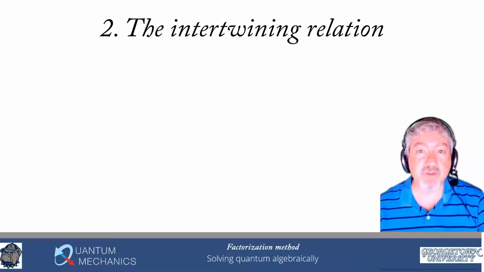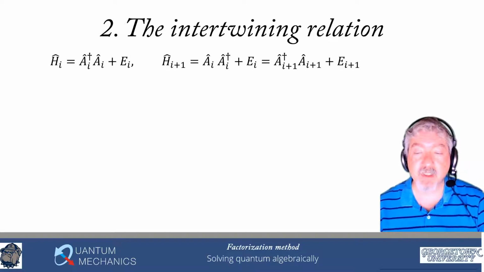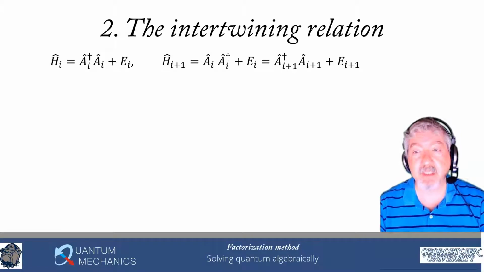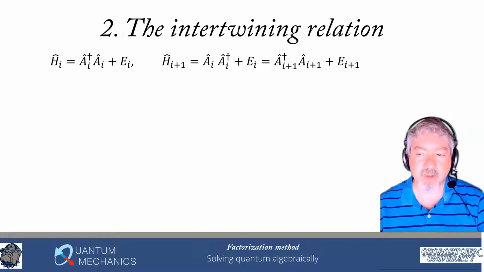The first thing we're going to determine is the intertwining relation. You may remember that we determined this for the simple harmonic oscillator when we were looking at solving that algebraically, and I'm just reminding you about the definitions of the H i and the H i plus 1.